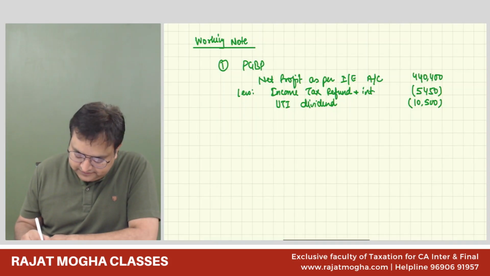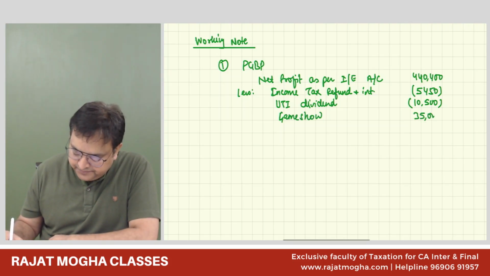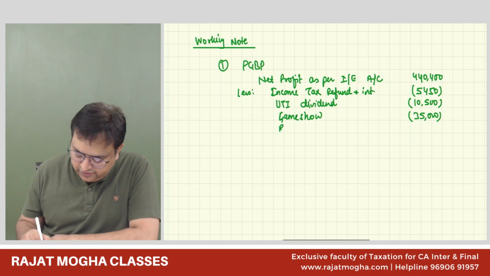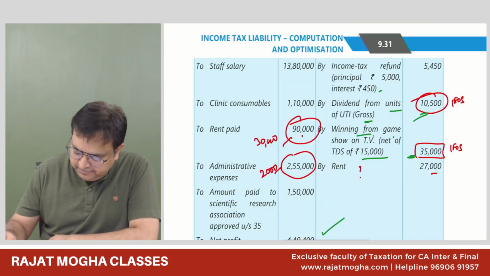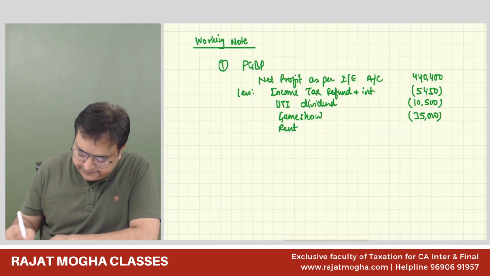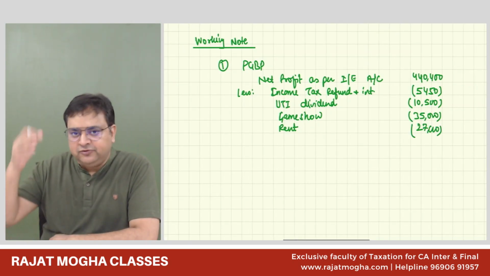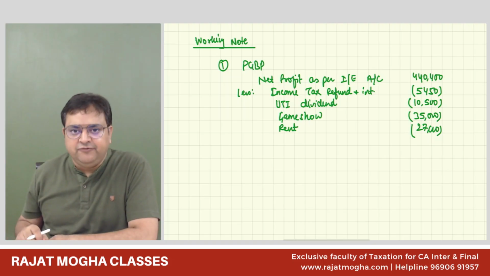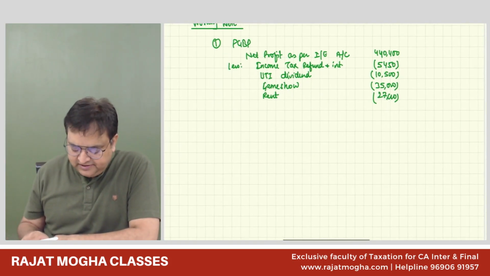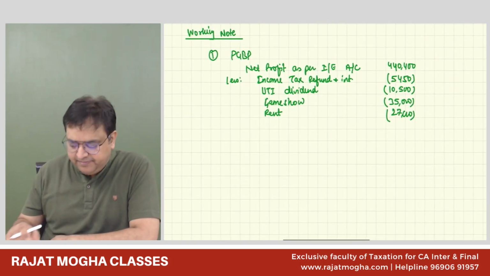So this is a lottery or game show. It is not a PGBP income. And then the rent also, it was not a PGBP income, 27,000. So we have done with step 3, the income side. Now step 4 is the information. So we'll see that if there is any information which is relevant for PGBP.